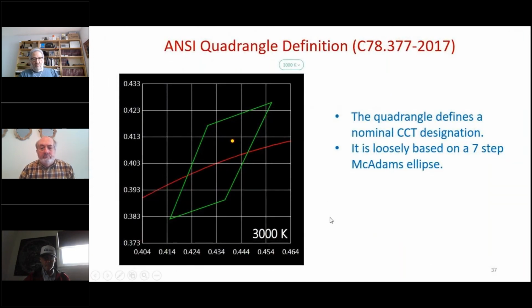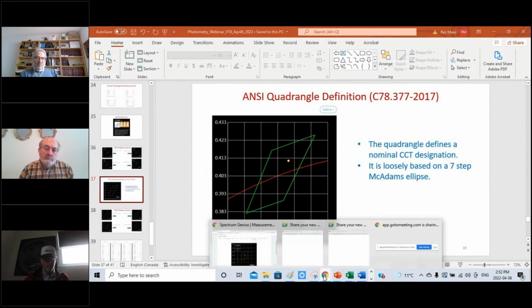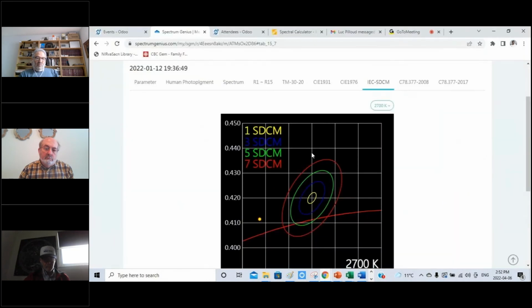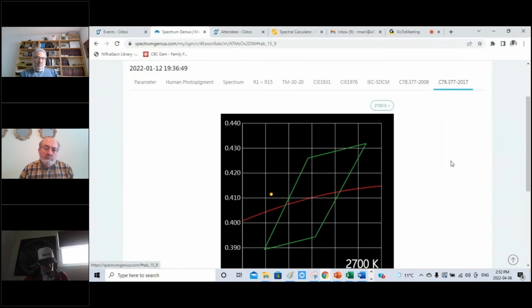The same plot is the ANSI quadrangle definition, C78.377 2017, which you can see right here. This is the plot there.